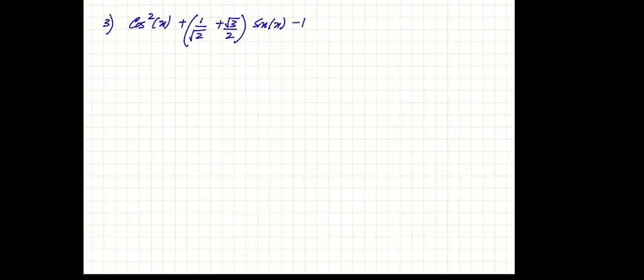Okay, I would like to discuss question number 3. Question number 3. So question number 3, okay, look at how I'm doing it. I will formulate that so that you can do the rest of the part. Okay, so cos squared x plus 1 divided by square root 2 plus square root 3 divided by 2, sin x minus 1 minus square root 3 divided by 2 square root 2 is equal to 0. X from 0 to pi is given to you.